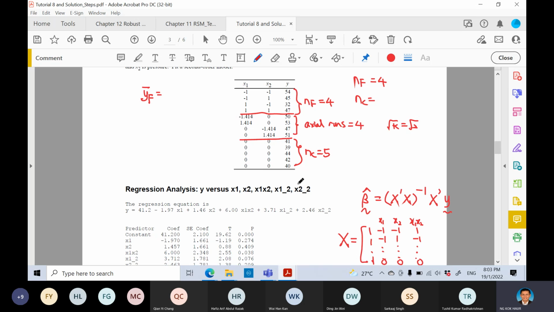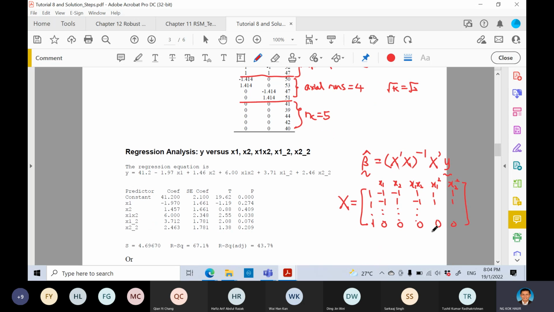Another column is x1 square. The x1 square here is 1, this one is 1, and this one will be 0. After that, the following one will be x2 square. The x2 square here is 1, here is 1, and so on, and the last one is 0. Yes, you need to get the following x matrix first.